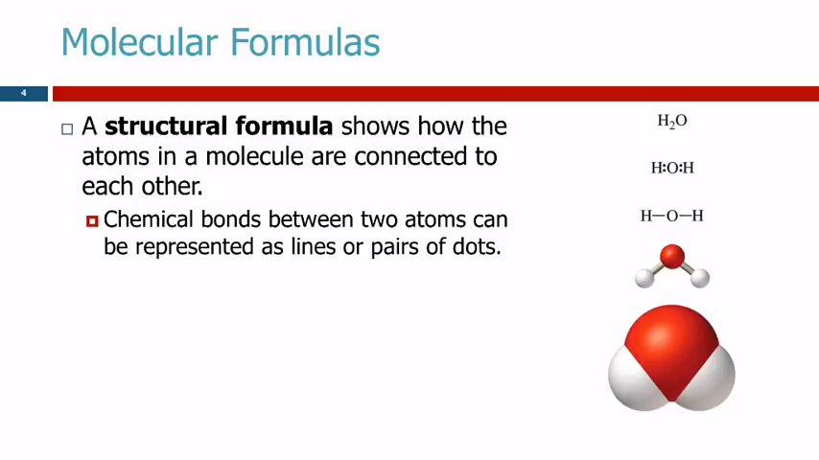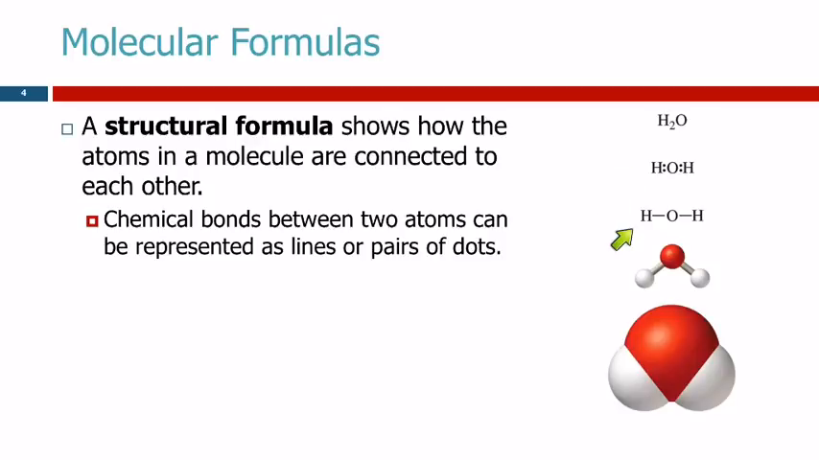A structural formula gives us information about the structure of the molecule. How are those atoms connected? So here is the molecular formula for water. That doesn't tell how those 2 hydrogens and the oxygen atom are connected to each other. It just tells us how many of each are there.